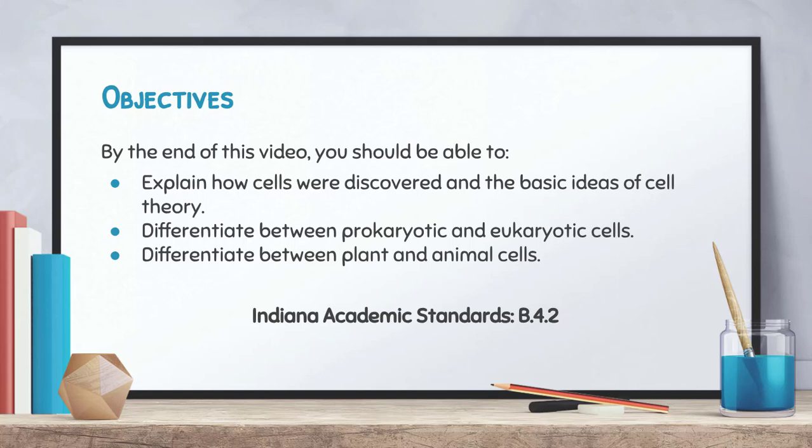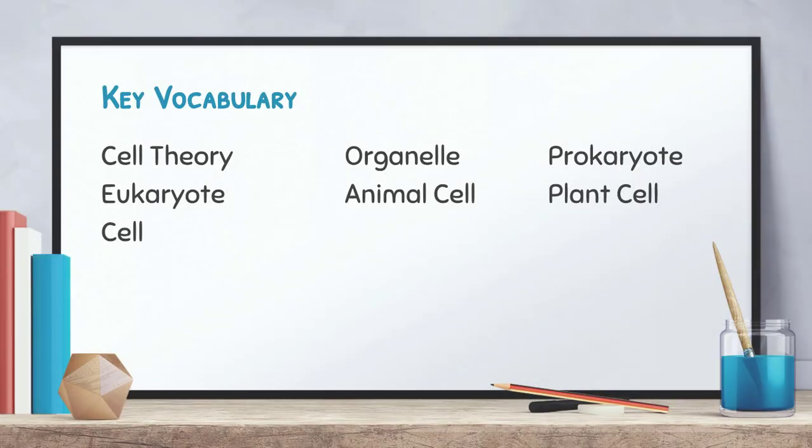So hopefully by the end of this video you should be able to explain how cells were discovered and the basic ideas behind cell theory. You should also be able to differentiate between prokaryotic and eukaryotic cells and also be able to differentiate between plant and animal cells. Here are some key vocabulary terms: cell theory, organelle, prokaryote, eukaryote, animal cell, plant cell, and of course, just cell.